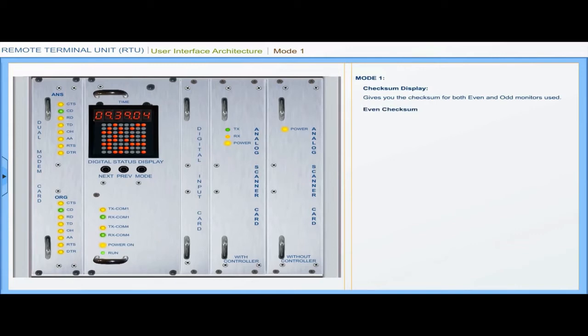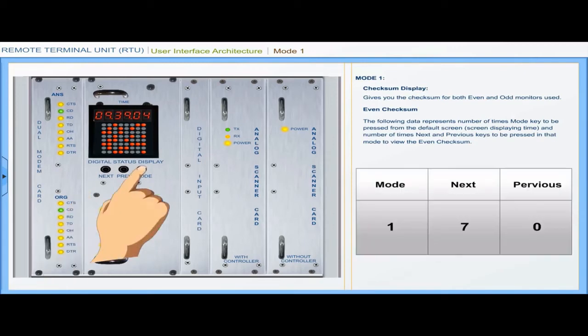Even checksum. The following data represents number of times mode key to be pressed from the default screen, that is screen displaying time, and number of times next and previous keys to be pressed in that mode to view the even checksum. Mode 1, next 7, previous 0, display on 7 segments look like after a time delay of 3 seconds, 7 segments represents even checksum.